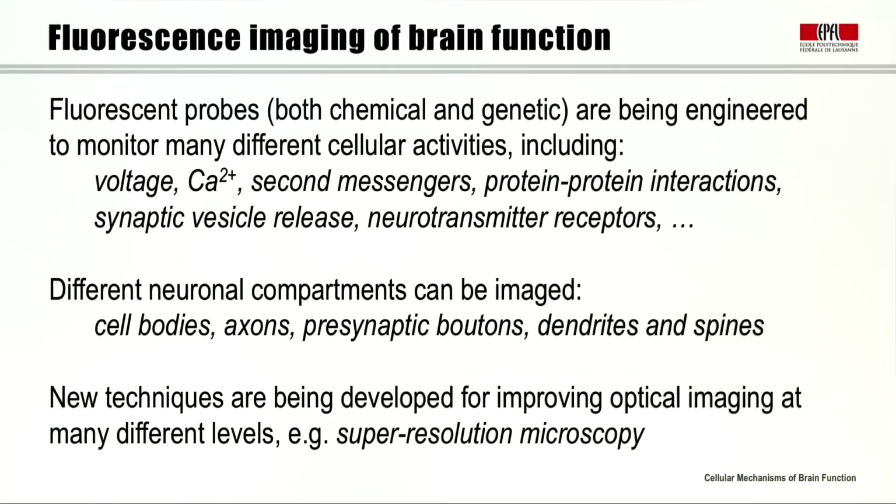With two-photon microscopy, one can image cell bodies, axons, boutons, dendrites, and spines at high resolution, and newer techniques are even being developed to get closer to that nanometer scale of resolution. In particular, super-resolution microscopy or nanoscopy is an interesting direction for future optical imaging in vivo.